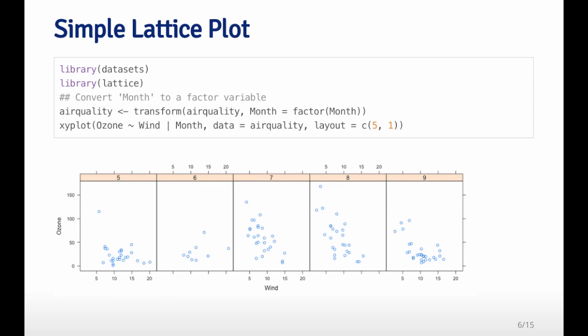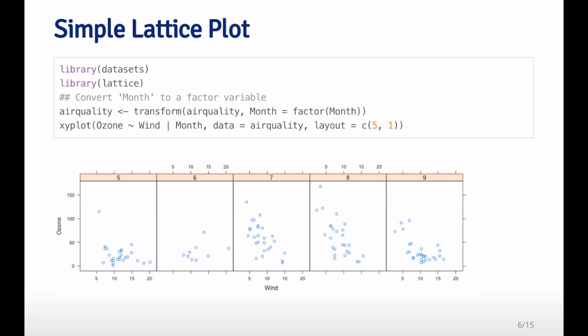Now here's a slightly more complicated lattice plot. So here I've gotten the same data frame, but I've converted the month variable into a factor. And now I'm plotting ozone versus wind by month. So you can interpret the formula as I want to look at the relationship between ozone and wind for each level of month. And so month goes from 5, 6, 7, 8, and 9, so from the month of May to the month of September. And you can see the relationship between ozone and wind appears to change across the month.